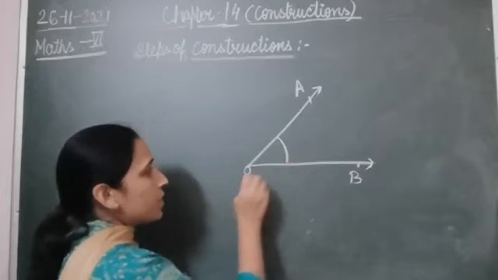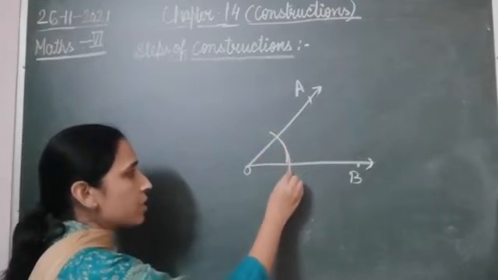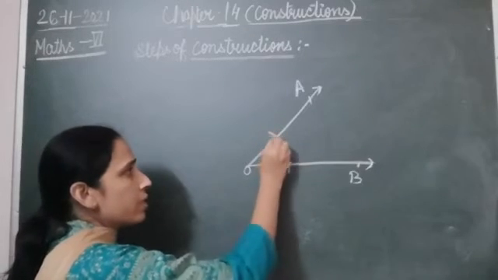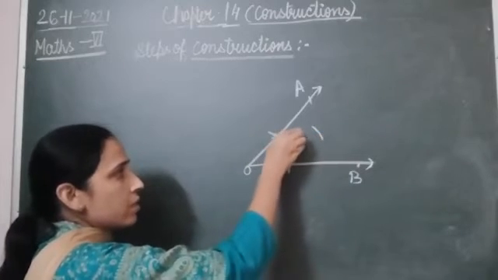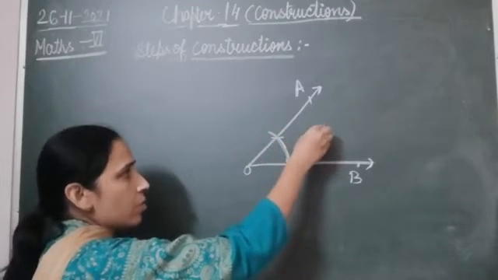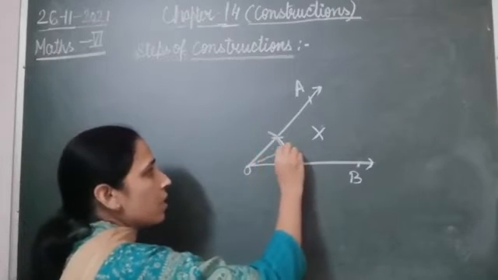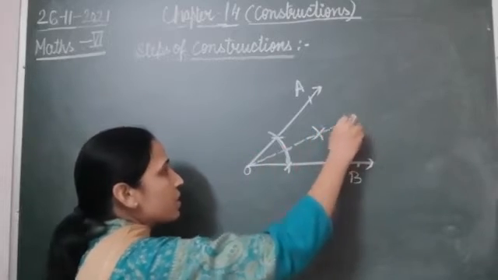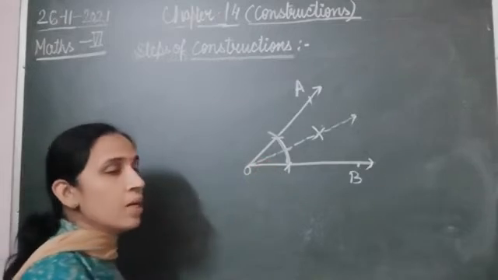And this arc has been given. So what is the first step? We are going to make an arc which cuts OA and OB at two different points, here and here. Then put the compass here and draw an arc, put the compass here and draw an arc, and then join this arc with this. Now this dotted line will become the angle bisector of the given angle.